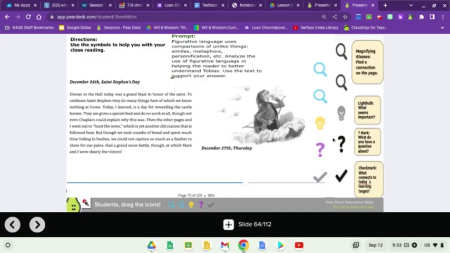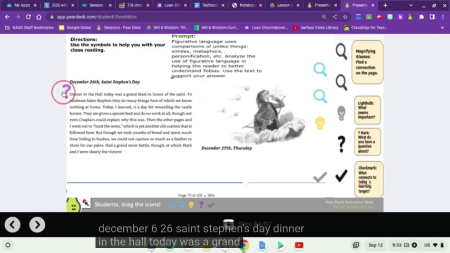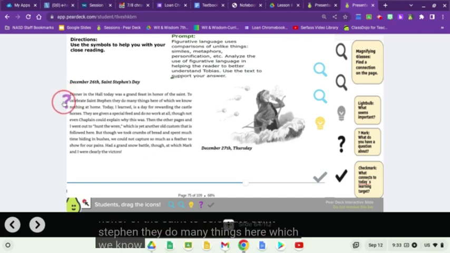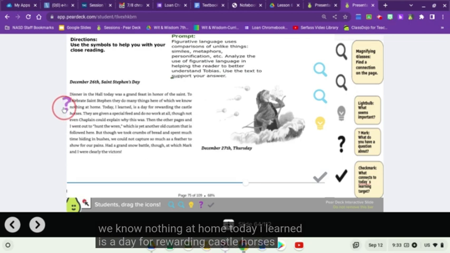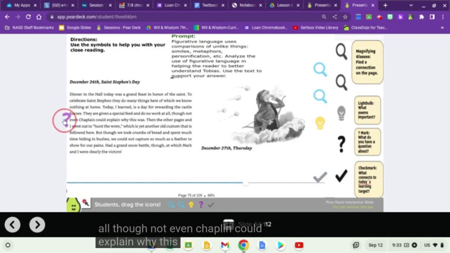Slide 64. December 26th, St. Stephen's Day. Dinner in the hall today was a grand feast in honor of the saint. To celebrate St. Stephen, they do many things here which we know nothing of at home. Today, I learned, is a day for rewarding castle horses. They give them special feed and do not work them at all, though not even Chaplain could explain why this was.